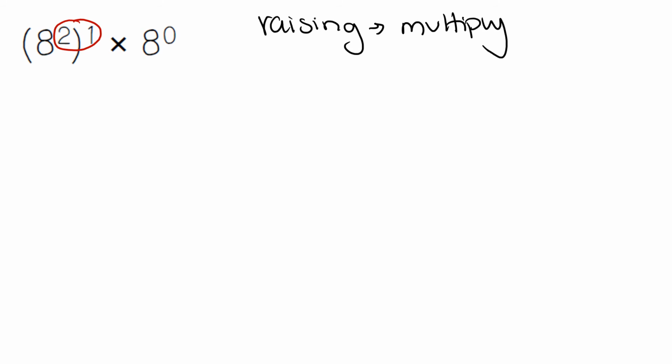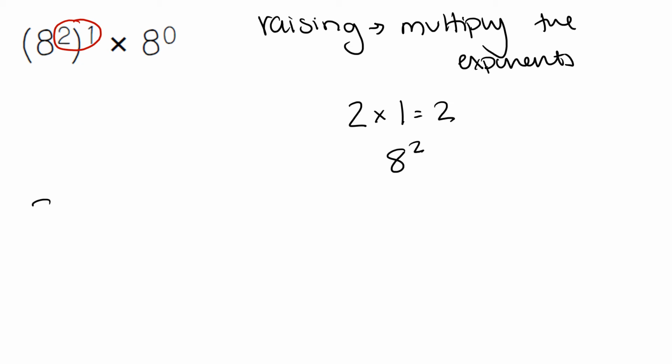For this problem, we have 8 to the 2nd power raised to the 1st power times 8 to the 0 power. Again, we're going to start with the more complicated piece, which is the raising to a power. We know that when we are raising to a power, we are going to multiply the exponents. And so we're going to multiply our 2 and our 1 to get 2, 8 to the second power. We're going to rewrite our problem, 8 to the second power, and we keep the 8 to the 0 power because we did not use that piece yet.